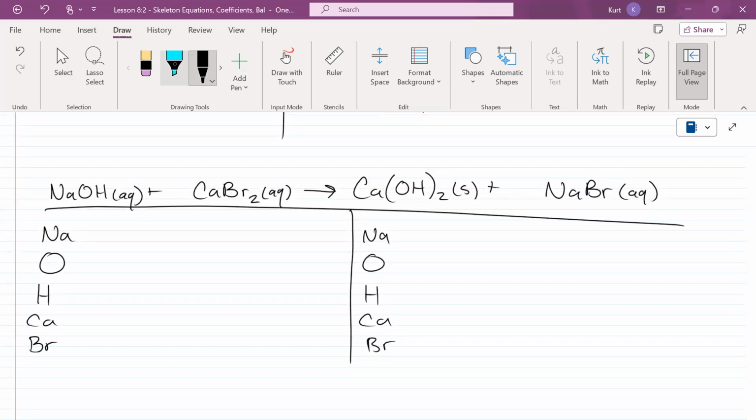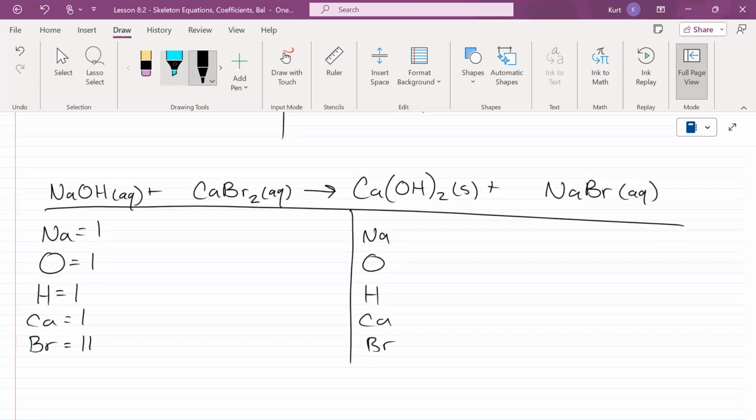Now, Sawyer, I need your help on the reactant side. The reactant side is everything left of the arrow. Sawyer, one element at a time, how many sodium atoms do you see? How many oxygen atoms do you see? How many hydrogen atoms do you see? How many calcium atoms do you see? How many bromine atoms do you see?